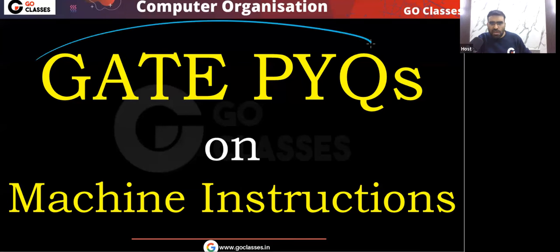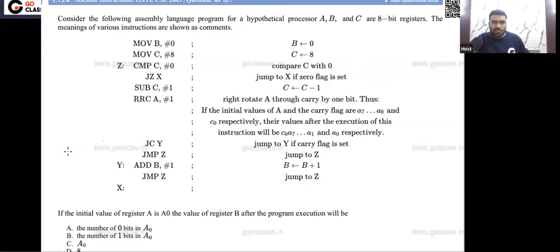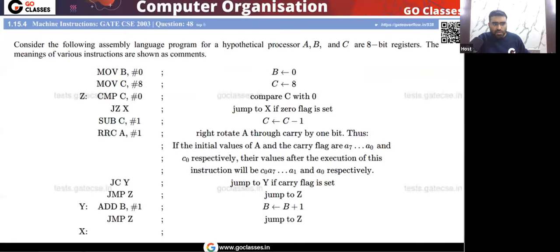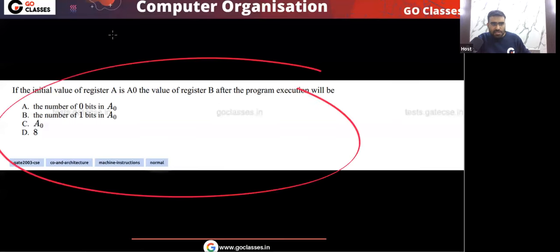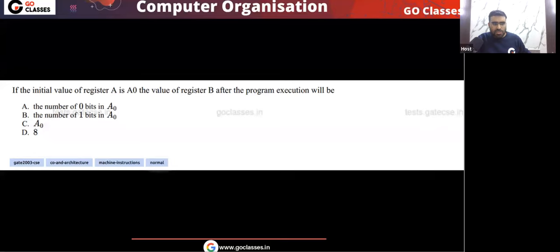Now in this lecture, we are going to solve some GATE previous year questions based on machine instructions. So let's start with this question. This is a GATE 2003 question. You can see these are the 4 options. So let's solve this question.